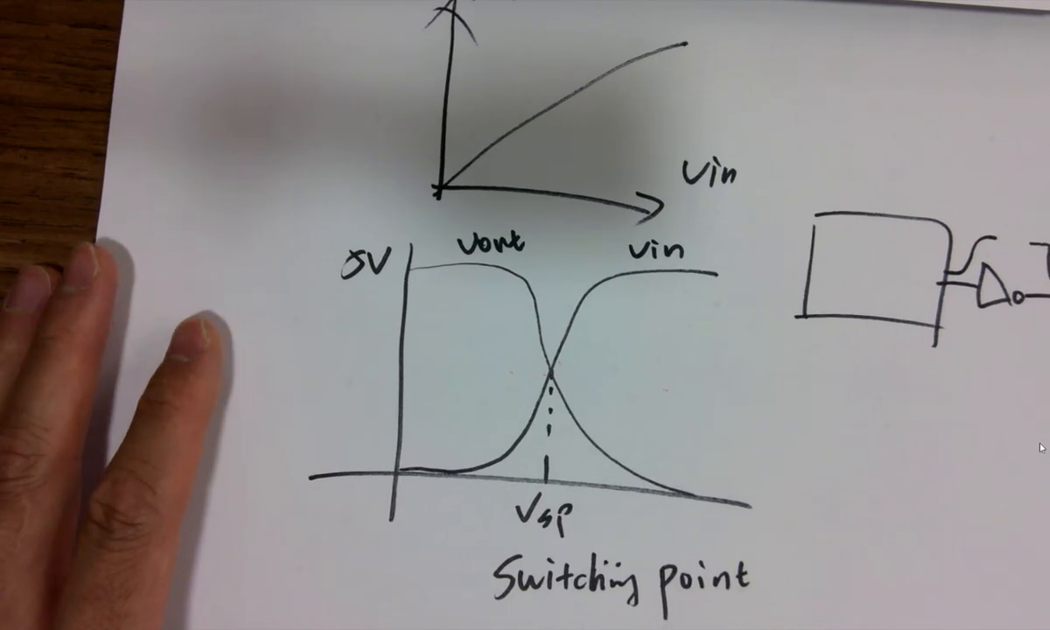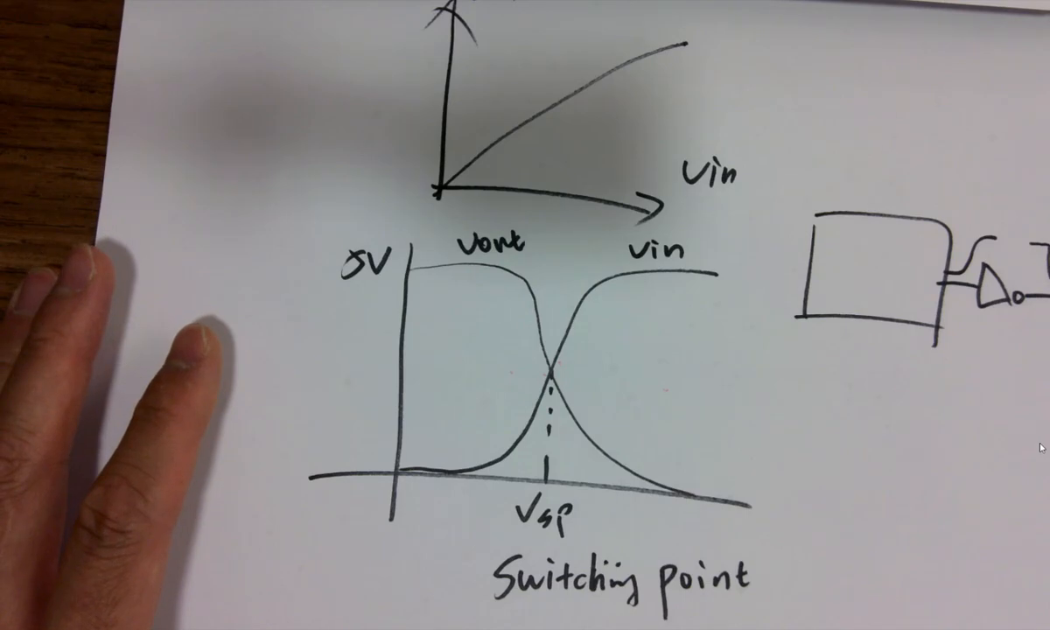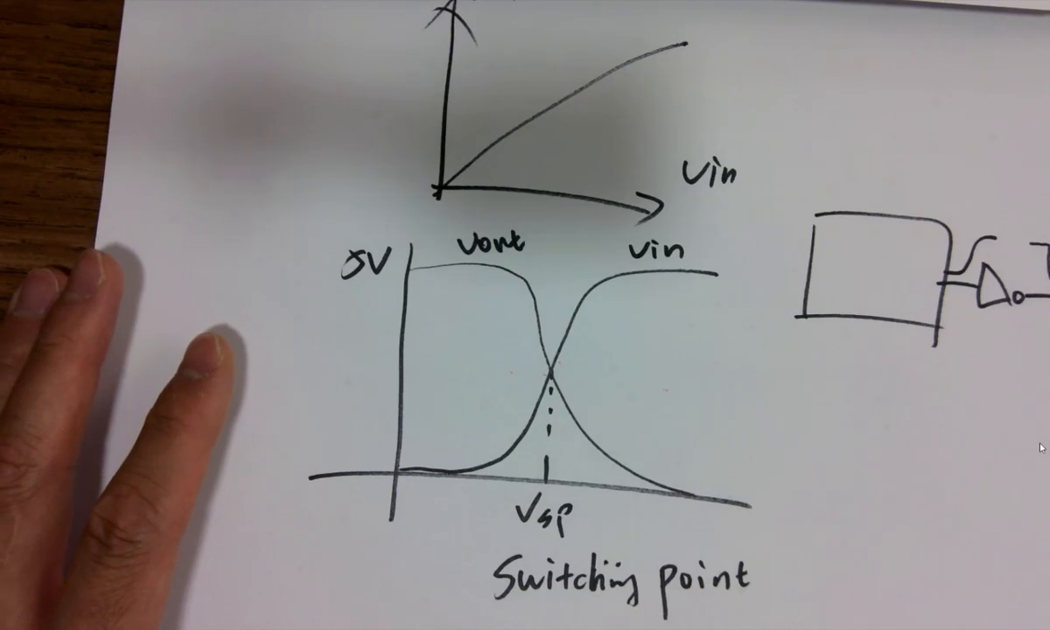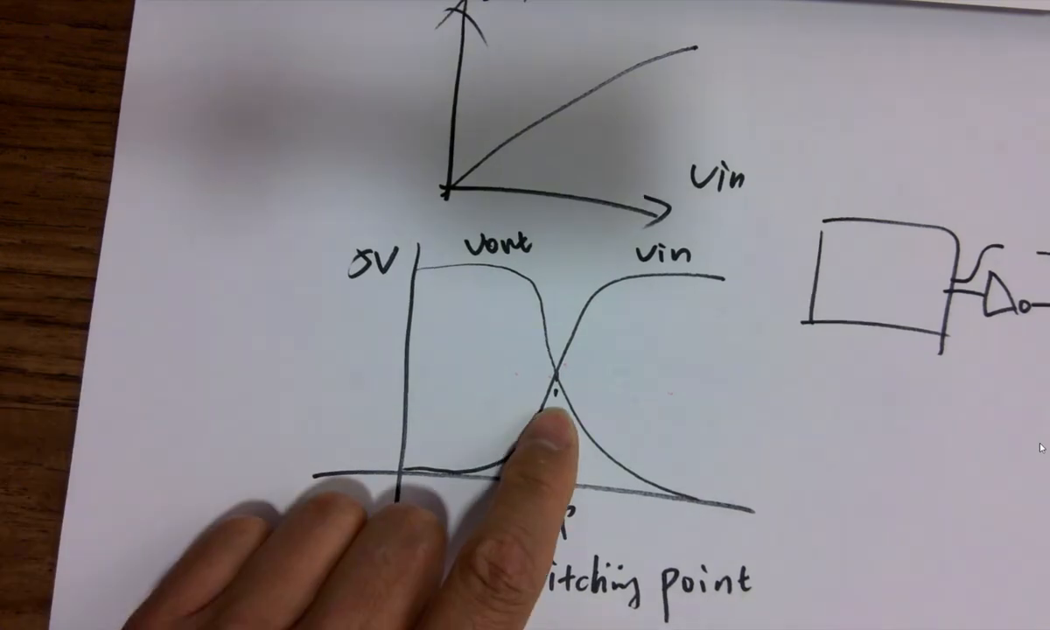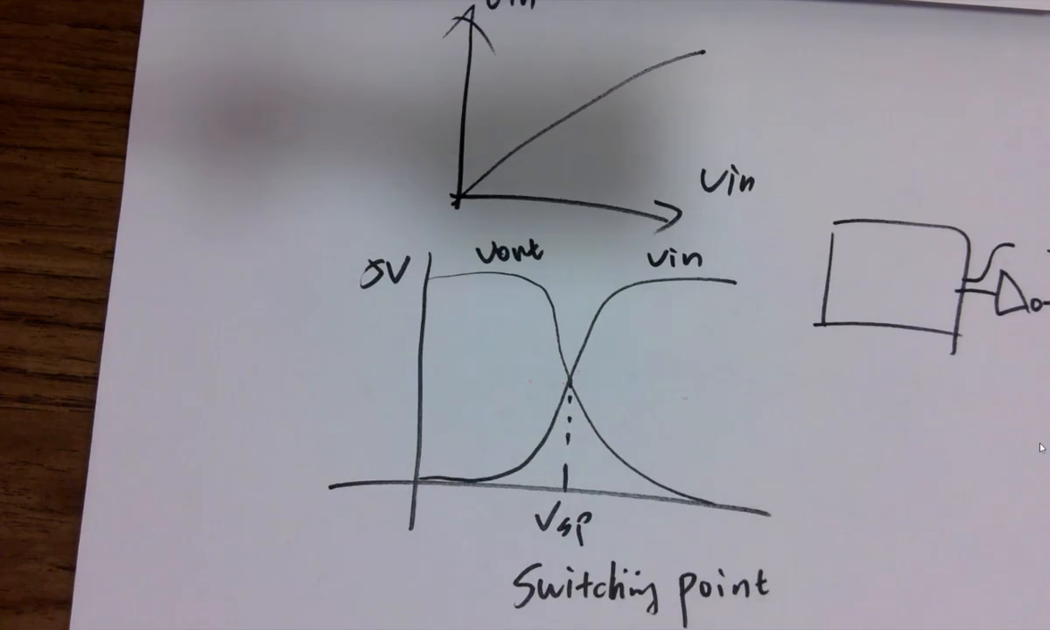Because 1.2 is still pretty low, like 1.3 is 1. And we're expecting 5 volts to be 1, but 1.3 is way so far away from 5. So ideally you want to design something switching at 2.5. And another quick comment here.